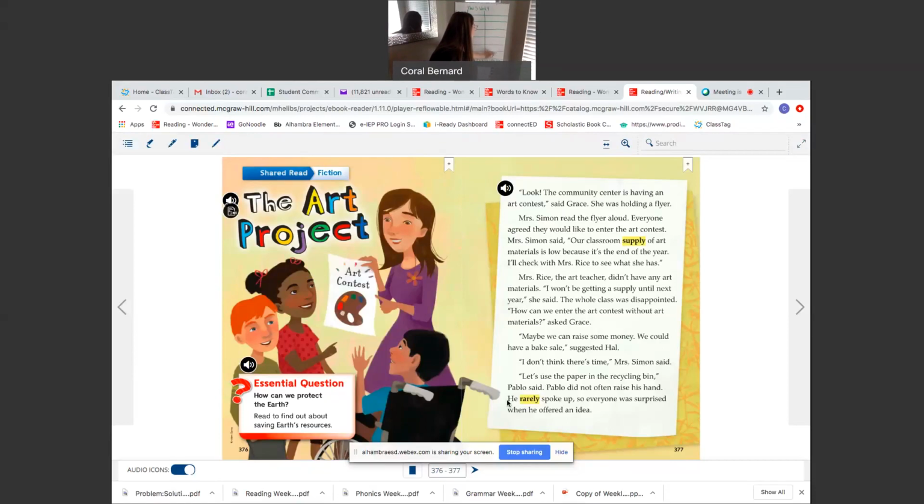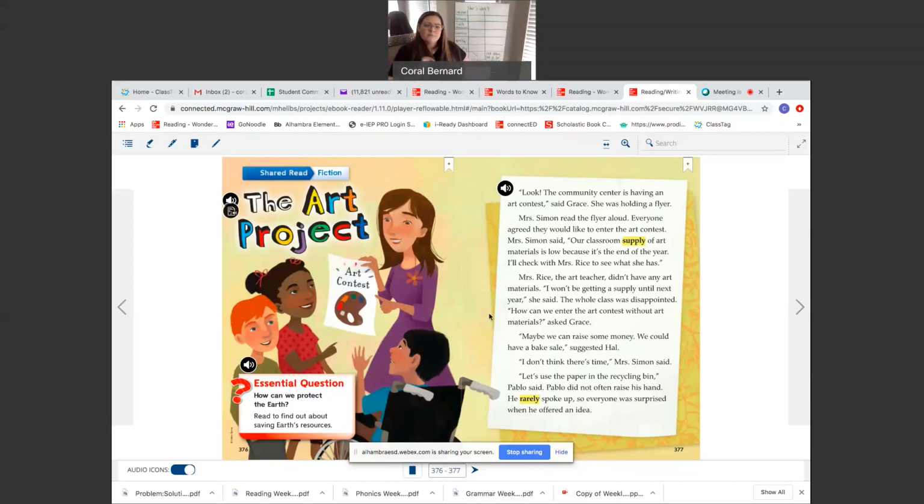Not often, not a lot. And my quick sketch for not often or not a lot, I'm just going to draw an X. And that will help my brain remember that rarely means not often, not a lot. And there's my hand movement. Rarely, not often, not a lot.